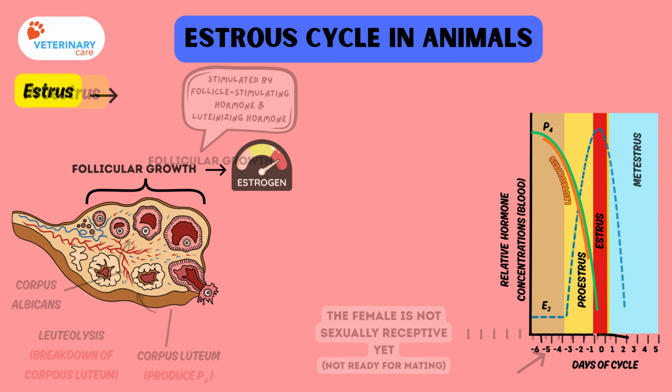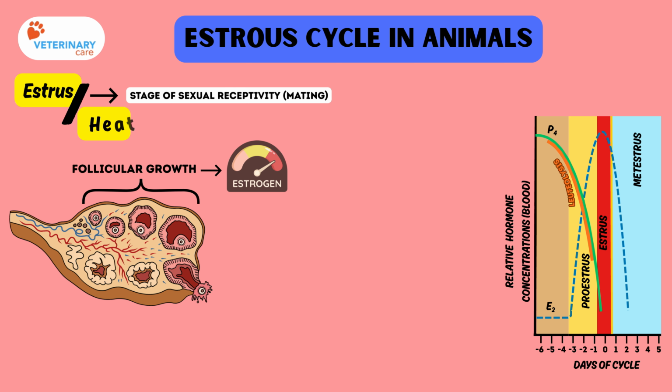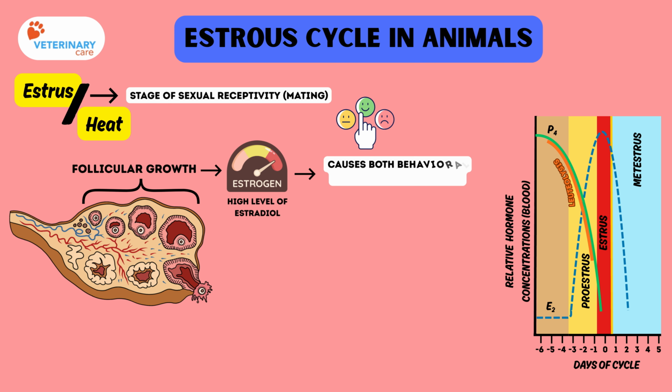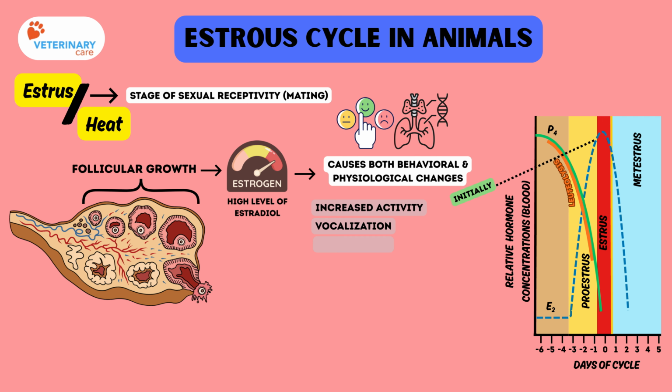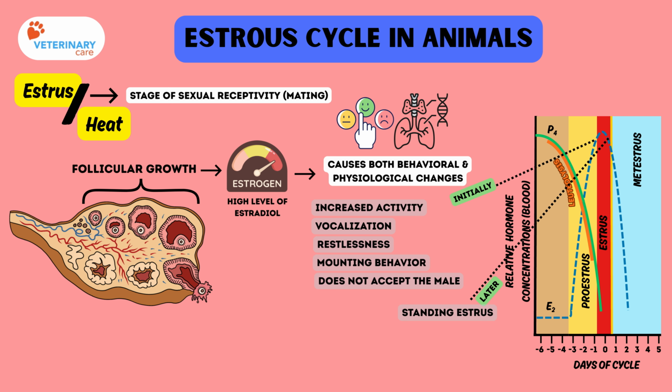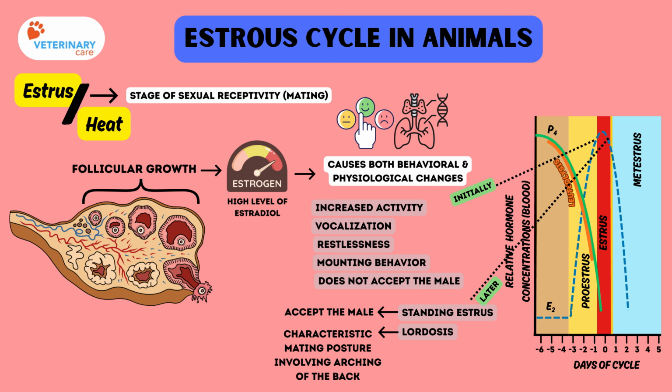Estrus is the stage of sexual receptivity, commonly called heat. Estradiol is the dominant hormone during this stage and causes both behavioral and physiological changes. Initially, the female may show signs such as increased activity, vocalization, restlessness, and mounting behavior, but she does not accept the male. As estrus progresses, she enters standing estrus, during which she accepts mating and exhibits lordosis, which is a characteristic mating posture involving arching of the back. Standing estrus is the most reliable indicator for natural breeding or artificial insemination.